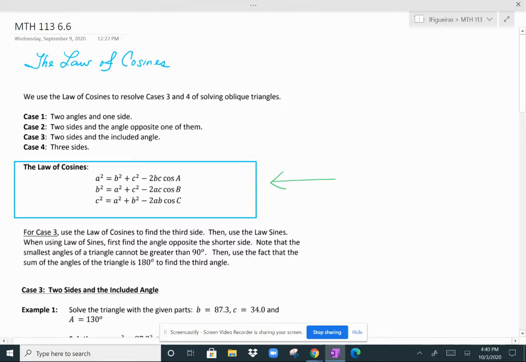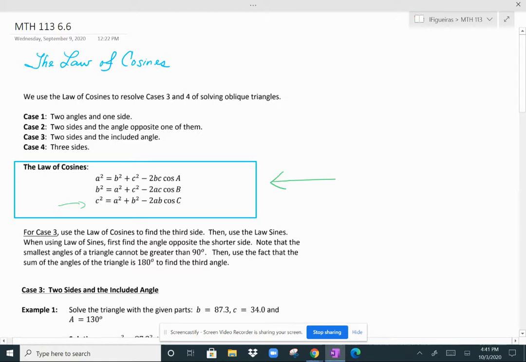Remember, the lowercase letters represent the sides of the triangle, and the capital letters represent the angles. In this case, we have a squared, that's the side a squared, equals b squared plus c squared minus 2bc times the cosine of A. The second formula starts with b squared, which is equal to a squared plus c squared minus 2ac times the cosine of B. And the third one is c squared equals a squared plus b squared minus 2ab times the cosine of C.